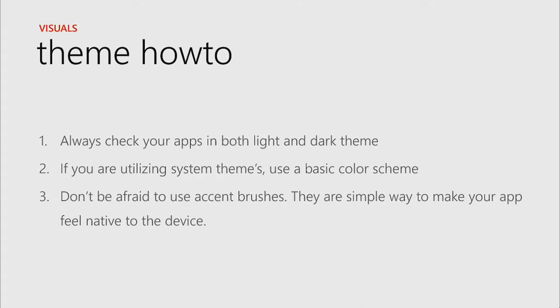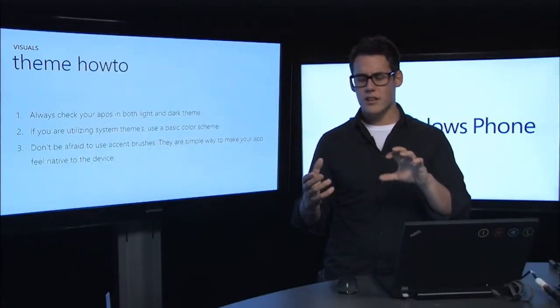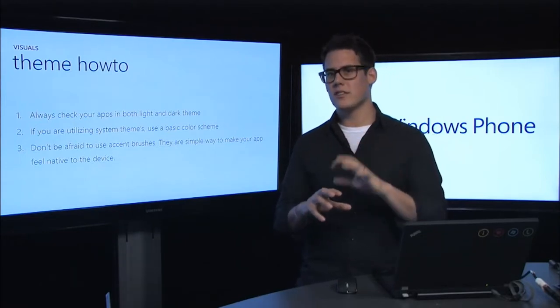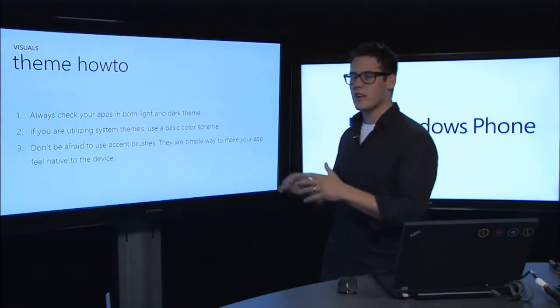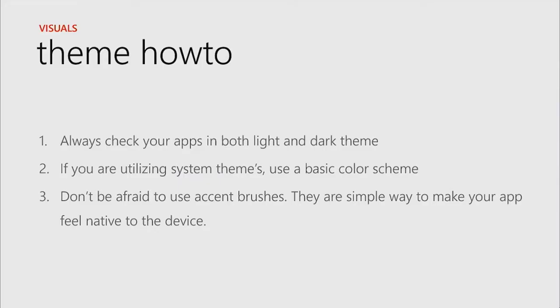If you are utilizing the system's themes, use a basic color scheme. Most of our colors that we picked for Windows Phone are pretty bright, vibrant colors that really pop out to the user. If you're competing with those in your own application, because the user can define which color they have on Windows Phone, you never know which color is going to work with yours and which colors aren't. So we would like to encourage you, if you're going to go big on our accent brushes and our themes built into Windows Phone, then use a basic color scheme in your application.